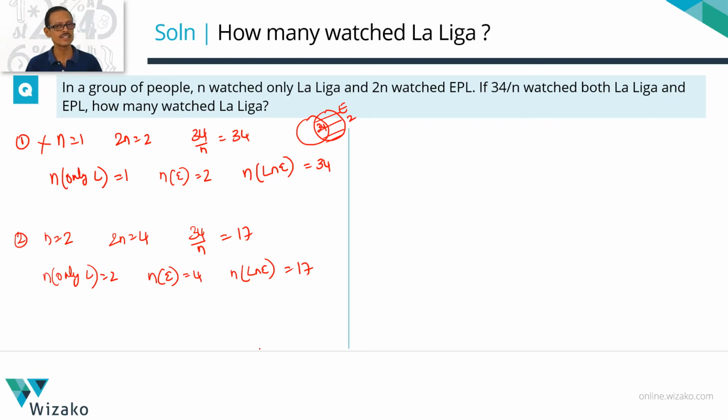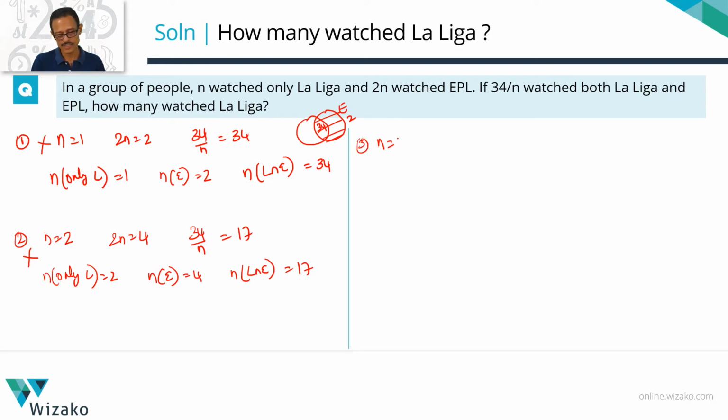Here again we run into the same problem. The intersection set is greater than the set itself. The intersection set has got 17 elements, whereas n of E has got only 4 elements. So here again, n of L intersection E is greater than n of E, which is not feasible. Therefore, it's illogical. n equals 2 is also not a possibility. Let's move on to the third one.